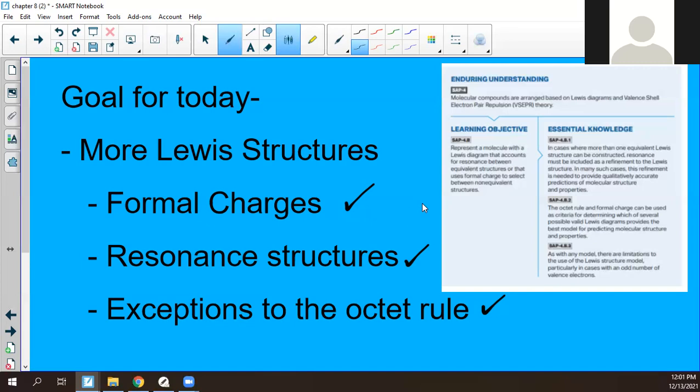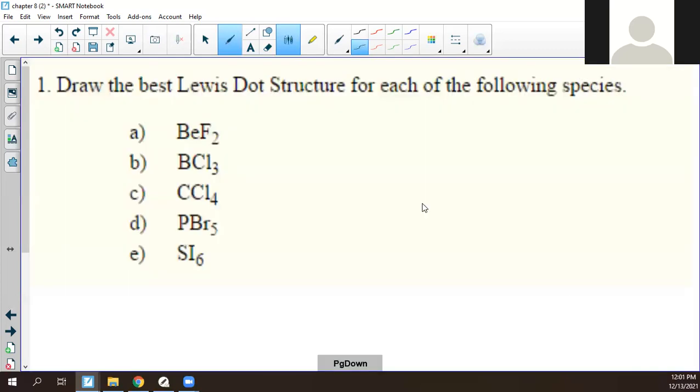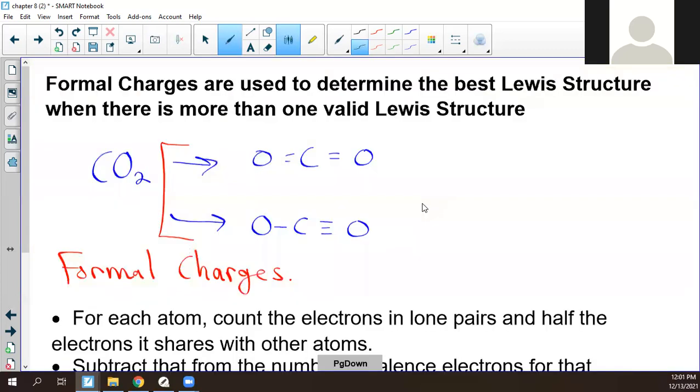The first exception is when we have an odd number of valence electrons. We can never have everything be 8 if we have an odd number. Another is when we have too few, and another is when we have too many. And we'll go over all 3 of those. They're not individually too difficult, and even together they're not that bad.